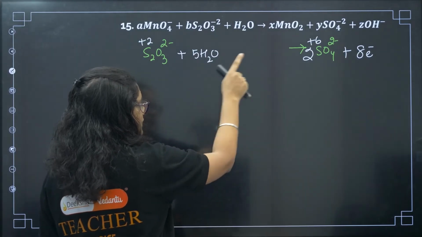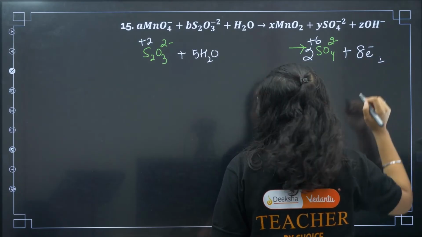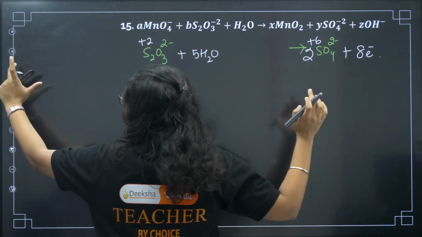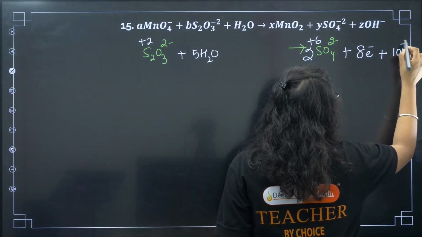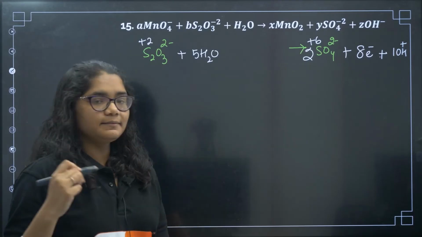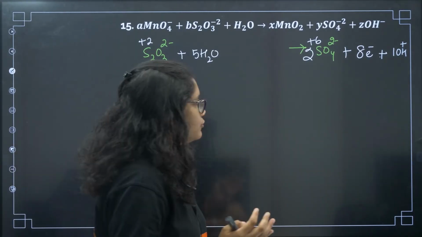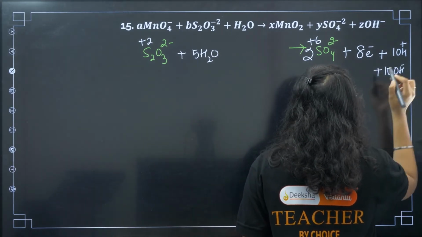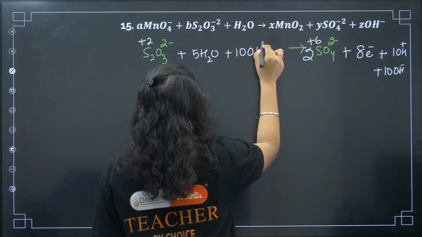Now here we have 10 H plus, but here we do not have any H. So I will add another 10 H plus on this side. Okay, so now this side will become 10 H plus. Now you see, this reaction is in basic medium, so for balancing we have to add OH minus on both sides. So again I'll add 10 OH minus on this side, and I'll add 10 OH minus on this side.